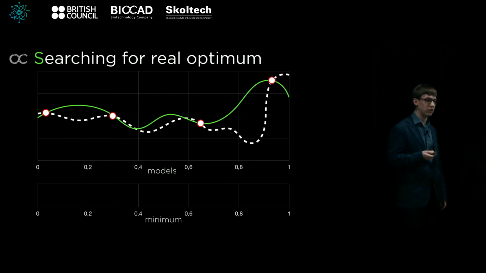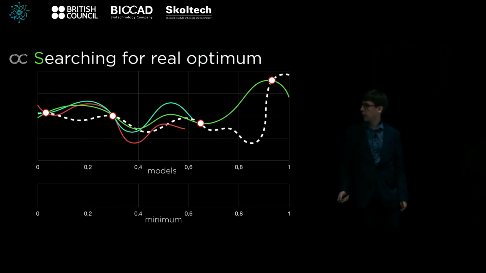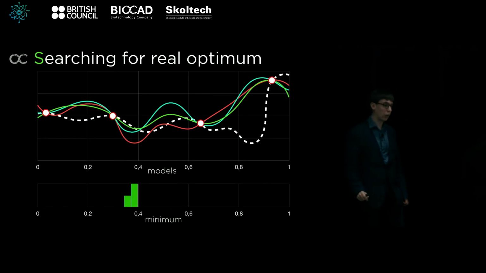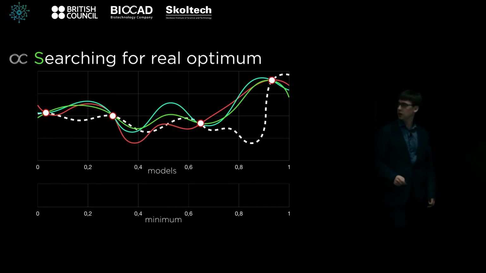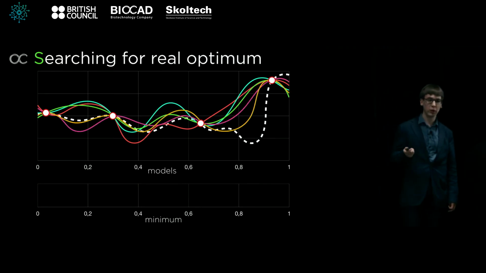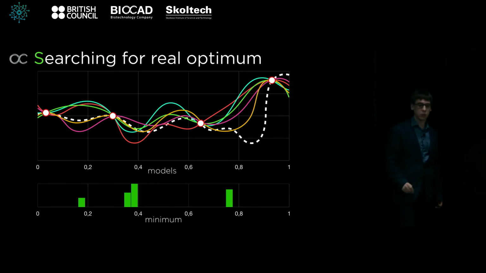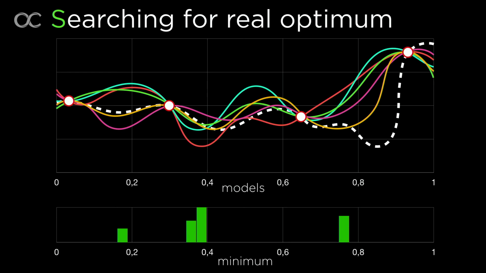So let us add a couple more models, and what we have now is some probability distribution of the minimum location in our chemical space. We can continue to add new models, and as the number of models grows, the probability distribution will change too. But from some number of models, this process will start to converge, and we will have a probability distribution that wouldn't change anymore. And that is what we are looking for.